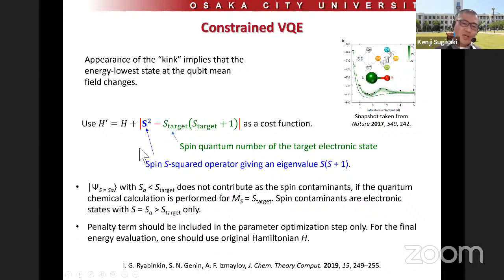Another important thing is that the penalty term should be included in the parameter optimization step only. So for the final energy evaluation, one should use the original Hamiltonian H.